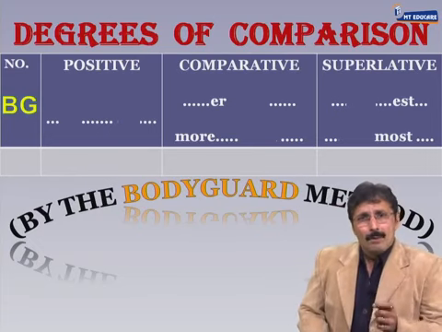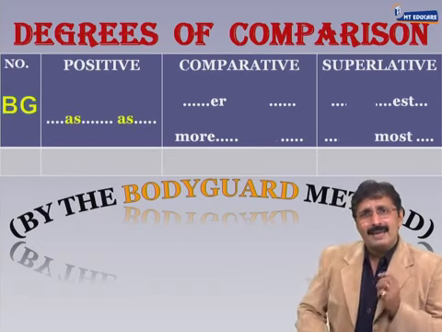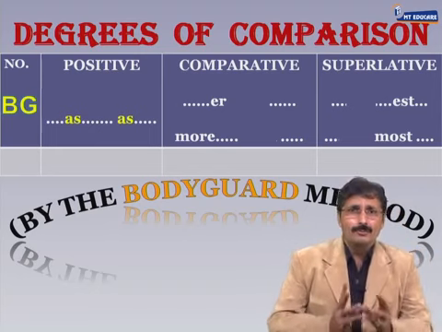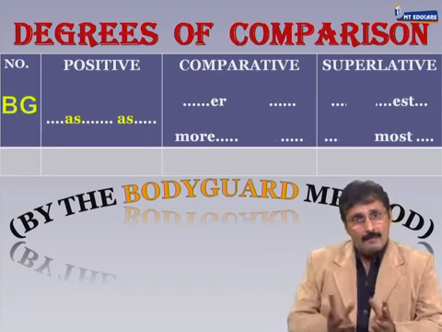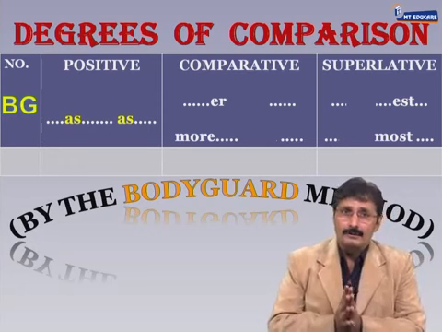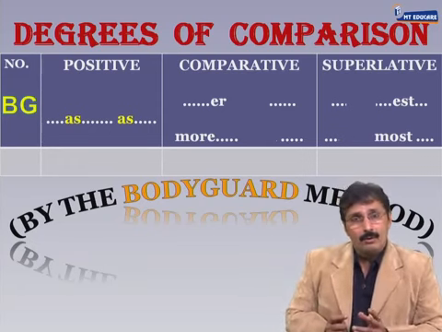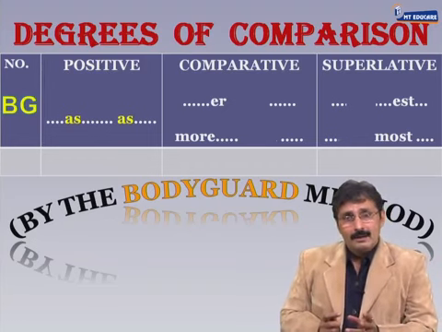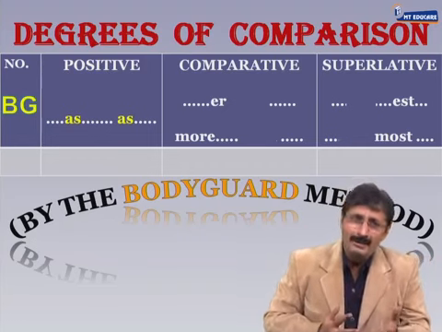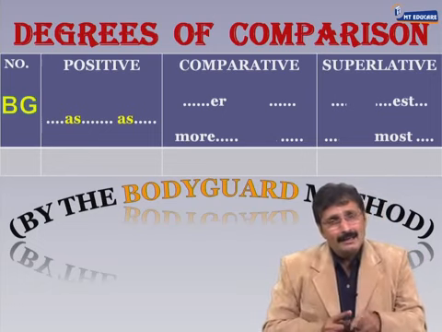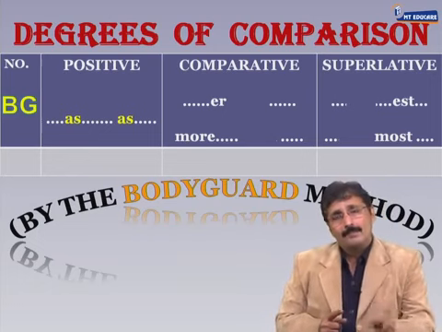Let's have a look. Positive degrees में हमेशा in any positive degree sentence there are two bodyguards: as, as. और अगर बॉडीगार्ड ना हो तो बिलीव मी वो सेंटेंस की डिग्री हम चेंज नहीं कर सकते, और अगर आपने आंसर लिखा विदाउट द बॉडीगार्ड्स तो वो आंसर आपका गलत है.